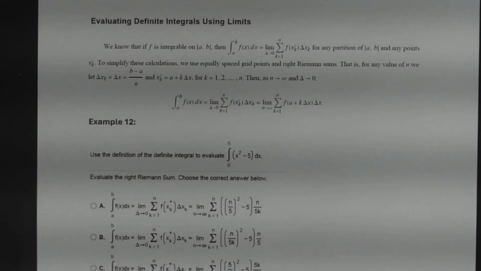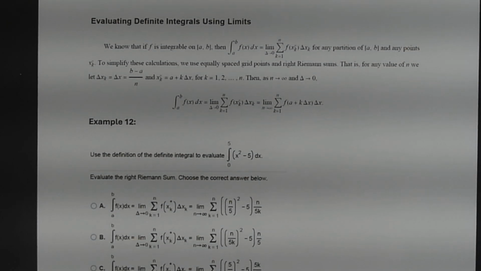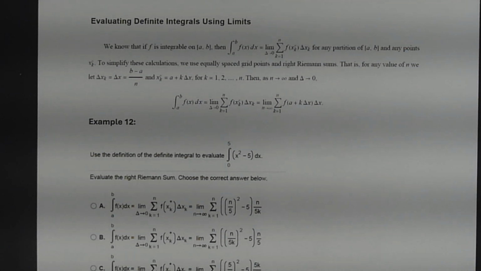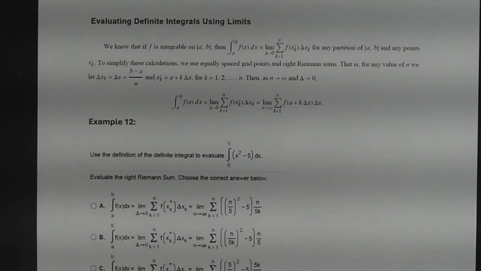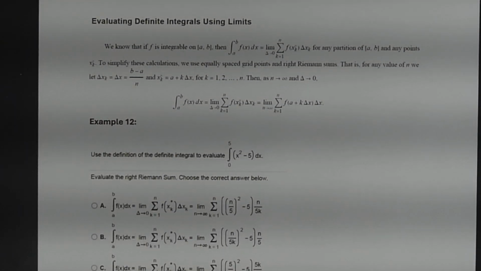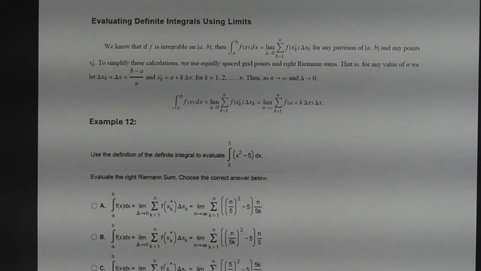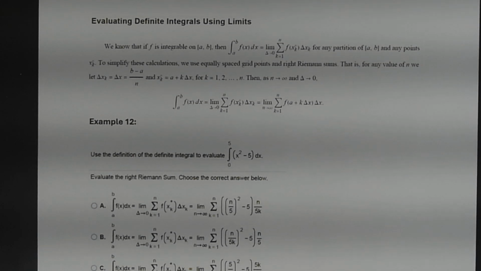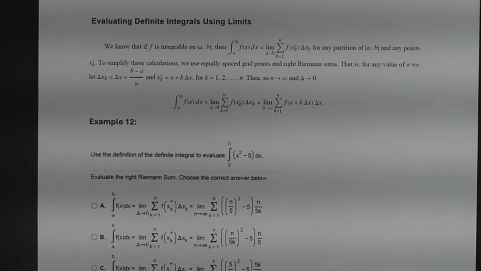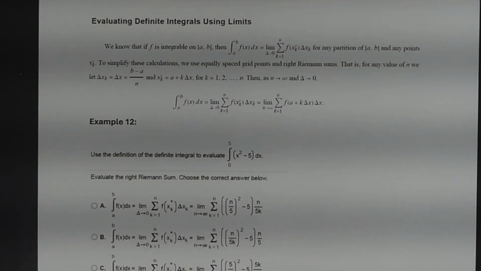Now, to simplify these calculations, we use equally spaced grid points and right Riemann sums. That is, for any value of n, we let delta x sub k be equal to delta x, which will be b minus a divided by n. X star sub k will be equal to a plus k times delta x, for k equaling from 1 to n. Then, as n approaches infinity, delta will approach 0.